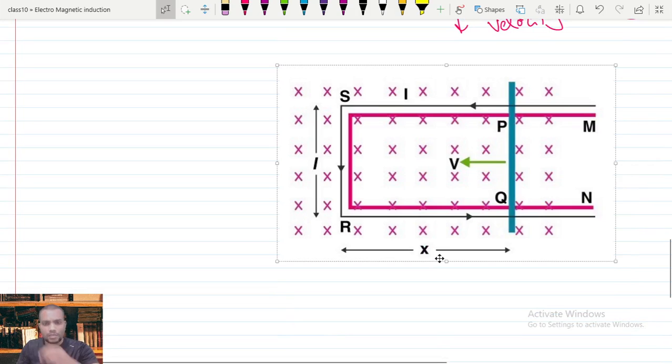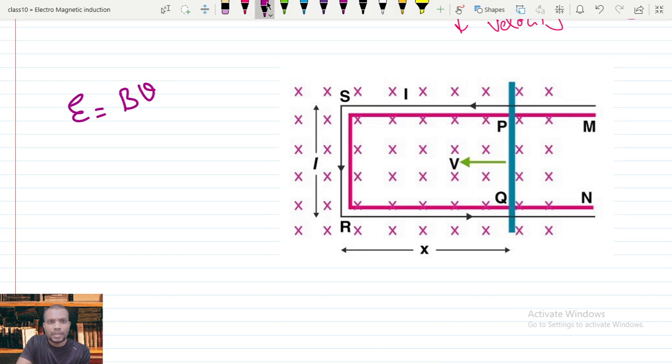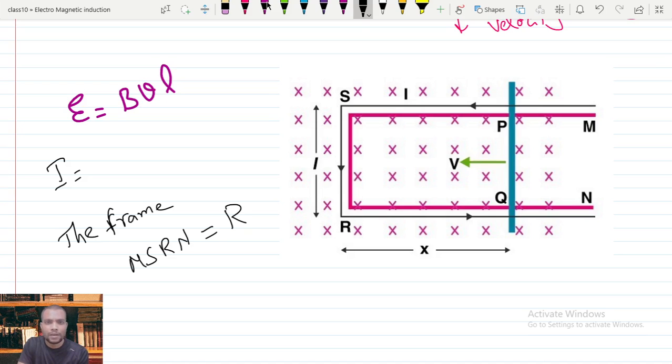Since I got an EMF expression, EMF E equal to BVL, where V is the velocity, I would like to find the expression for current I. Suppose the rectangular frame PQRS has a resistance of capital R, and the PQ arm is also included, but we can take PQ as having negligible resistance.